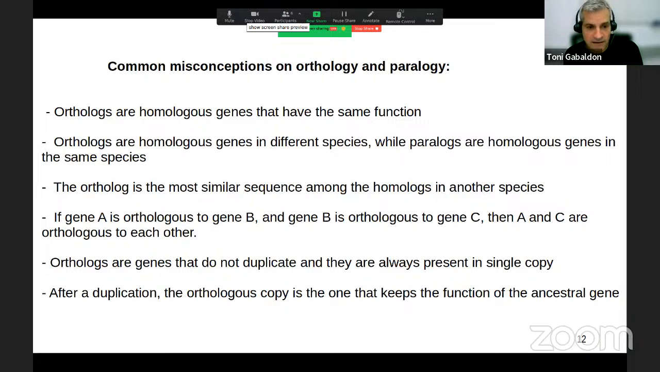Also assuming transitivity: if A is orthologous to B and B is orthologous to C, it's sometimes assumed that A and C are orthologous. Also using the concept of orthology to refer just to genes that are present in single copy. And also, after a duplication, assuming that one of the duplicates will remain the ortholog, while the other one will turn into something different. So all these are misconceptions that are still used in the literature, and I think they reflect the fact that sometimes we don't think about these terms.